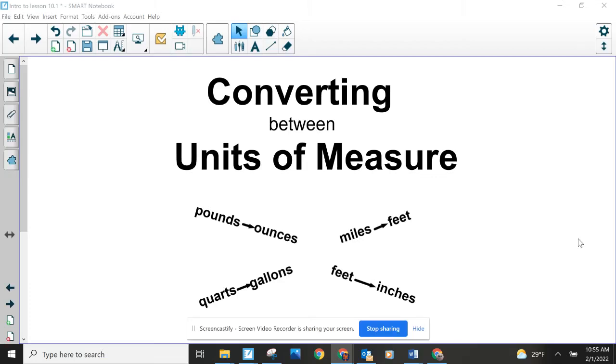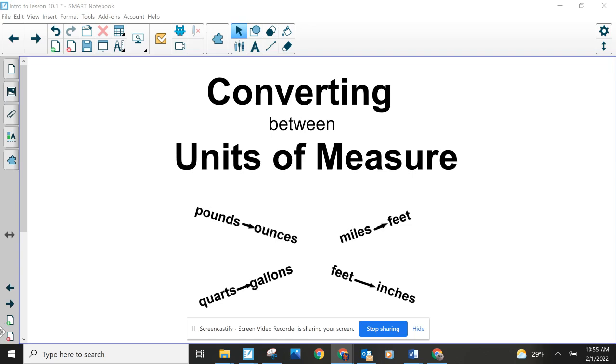I thought it would be a good idea to create a video so you can see how we are converting units of measure here in class. We're going to be using this method for the next several days and beyond to convert units of both distance, units of capacity, and units of mass, which makes it pretty powerful.